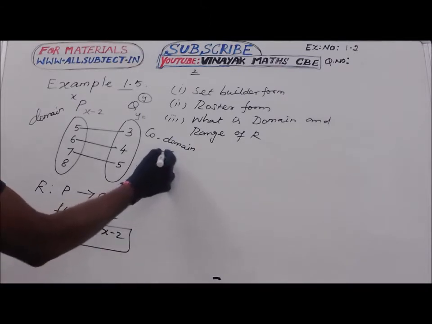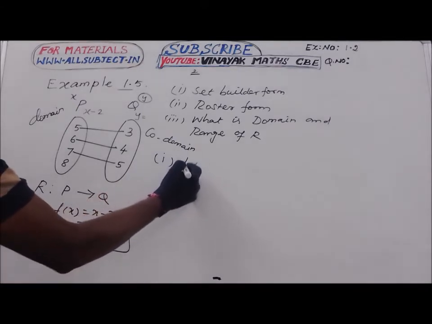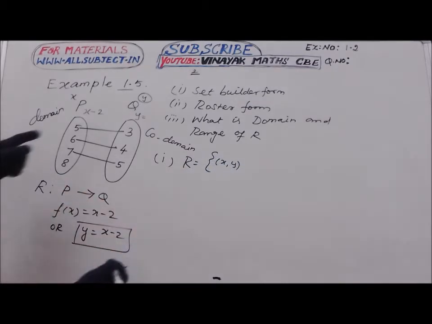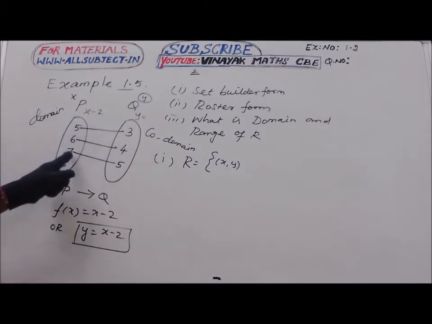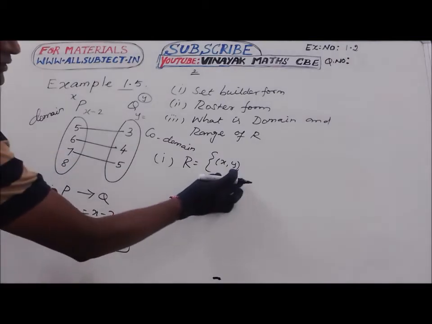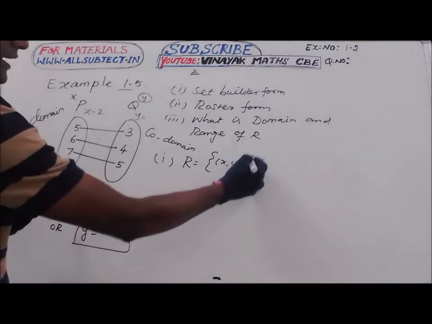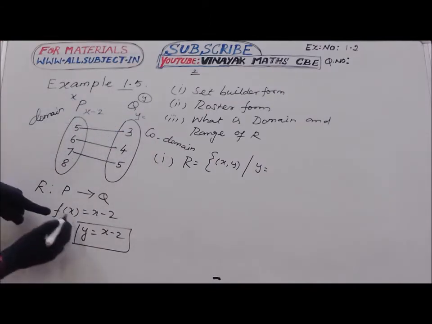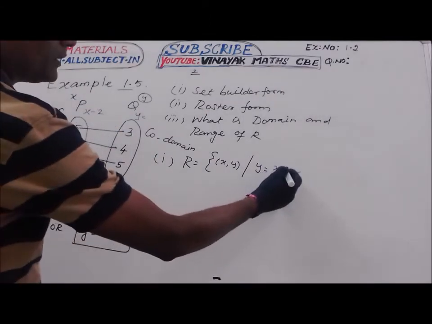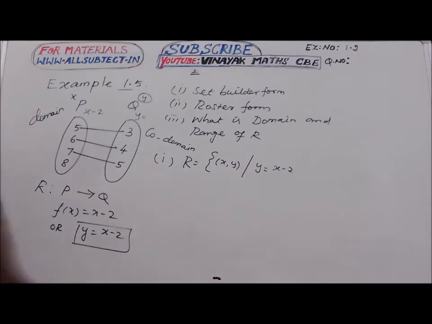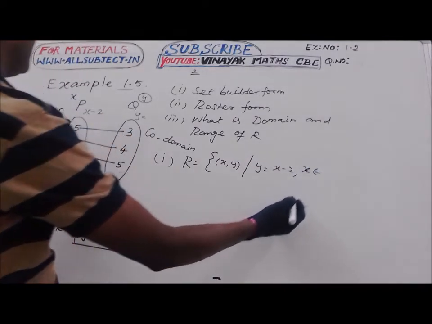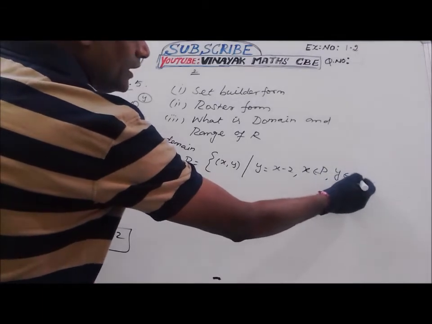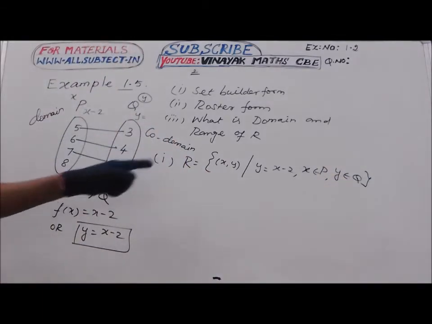The set builder form is relation R equal to the set of (X, Y), where the pairs are 5 comma 3, 6 comma 4, 7 comma 5, such that Y is nothing but X minus 2. Here X belongs to the set P and Y belongs to the set Q. This is known as set builder form.